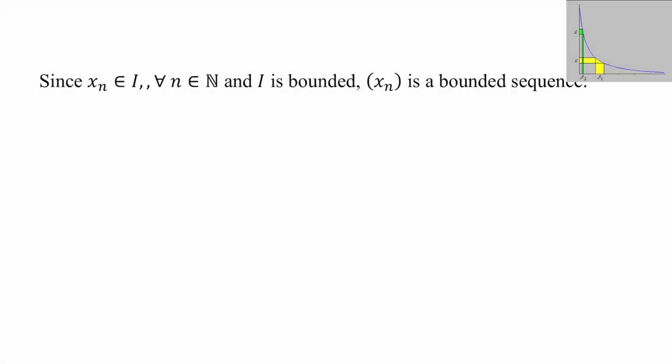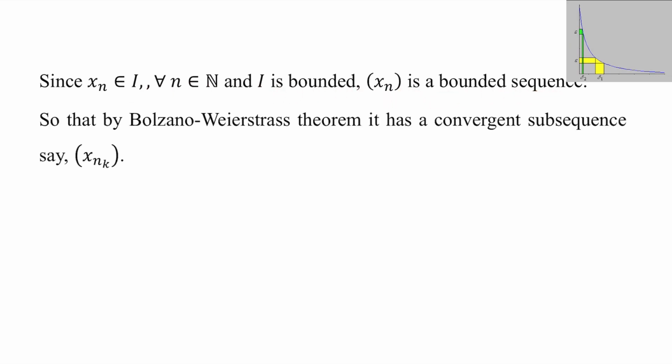Now we have a sequence xn from I. Sequence xn is a sequence in I, and I is a bounded set. Therefore, sequence xn is a bounded sequence. So by the Bolzano-Weierstrass theorem, we can say that the sequence xn has a convergent subsequence, say xnk.